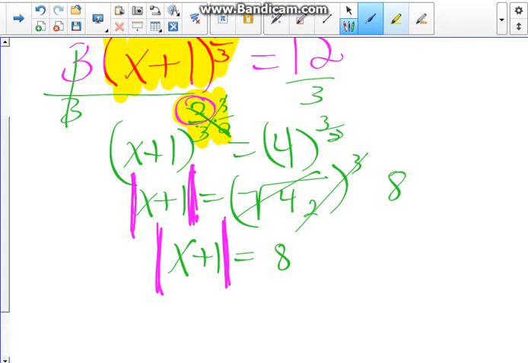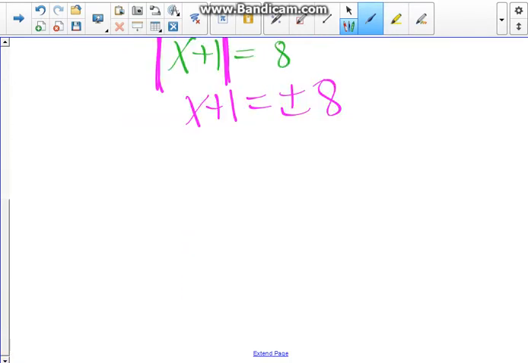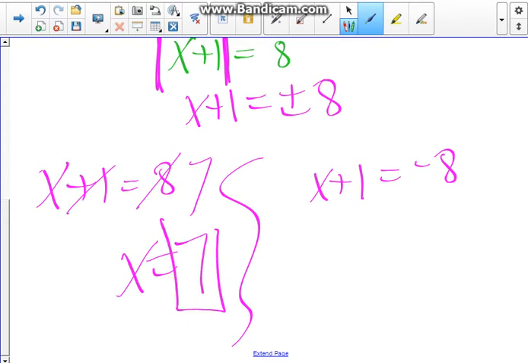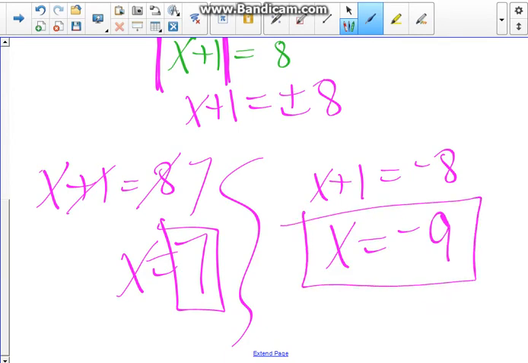Okay, so now to clear our absolute value here, we do the positive negative of that. So we're going to end up with 2 answers, x plus 1 equal a positive 8, and x plus 1 equal a negative 8. Alright, so subtract 1 from each side, and you get x equal 7, so there's one answer, and on the other side, it's going to be x equal negative 9.